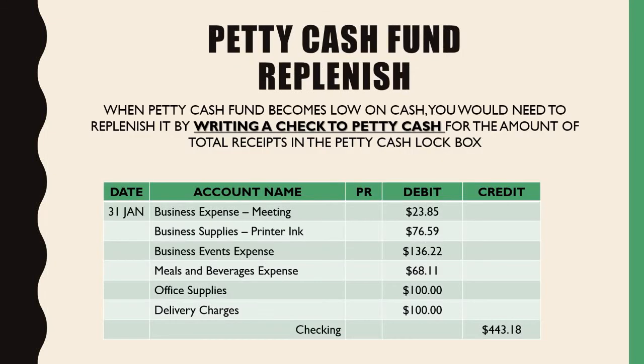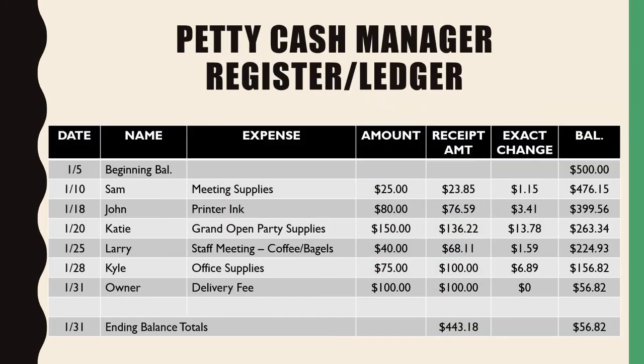So what you're going to do is record all of the transactions, all the expenses that you incurred with all of those receipts, so you can categorize them. We labeled them already, on which expense they have encountered. So Sam bought some meeting supplies, John bought some printer ink, Katie bought some grand opening party supplies, okay? Anything like that, and we would have to put in our books what these transactions mean.